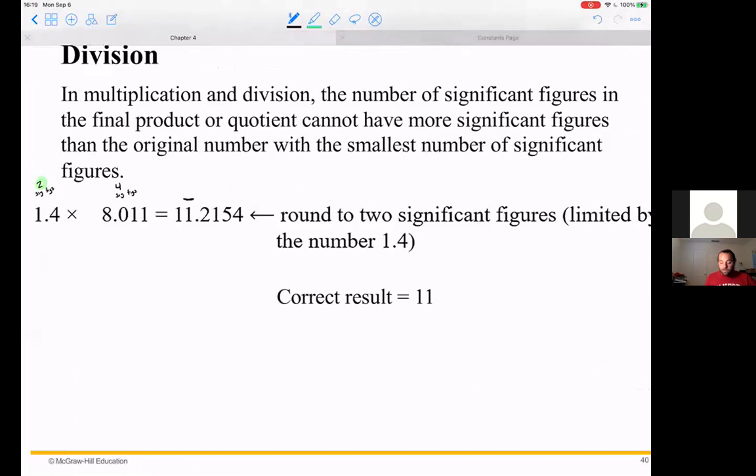So the final answer that you're going to report is not 11.2154, but just 11. Okay, this number is too precise. We weren't that precise in our measurements, right? So when we're rounding to the correct sig fig, we're doing so to more accurately represent how confident we are in that number, how precise that number is. In this case, we're only confident about that ones place.